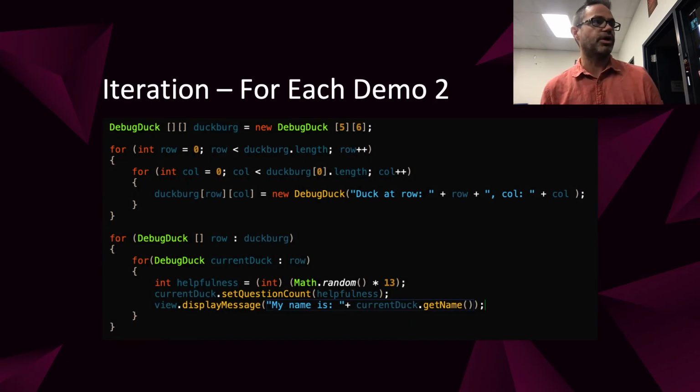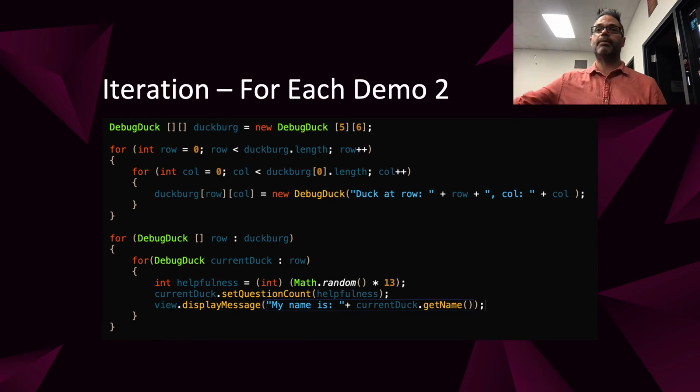So I have a DebugDuck array, duckburg is a new DebugDuck array 5x6, and I'm assigning with a regular for loop. I have to actually put values inside it. And so duckburg[row][col] is a new DebugDuck at row and col. Now I'm using a for each loop over here: for DebugDuck[] row : duckburg, and then for DebugDuck currentDuck : row. int helpfulness is a new random number. Cool, great. And then currentDuck.setQuestionCount, and pass it that parameter of helpfulness.